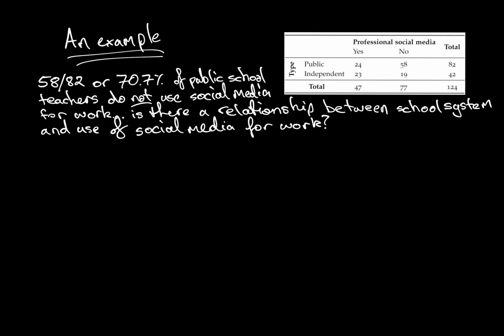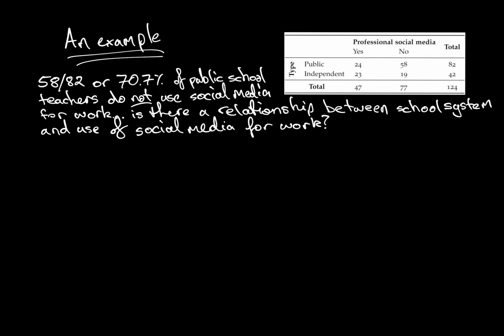We could create a percentaged version of this table and find that, for example, 58 out of 82, or 70.7% of public school teachers do not use social media for work purposes. And we might then be wondering, is there a relationship between the school system that the teacher works at and the use of social media for work? This is exactly the kind of situation that we can investigate with a chi-squared test.